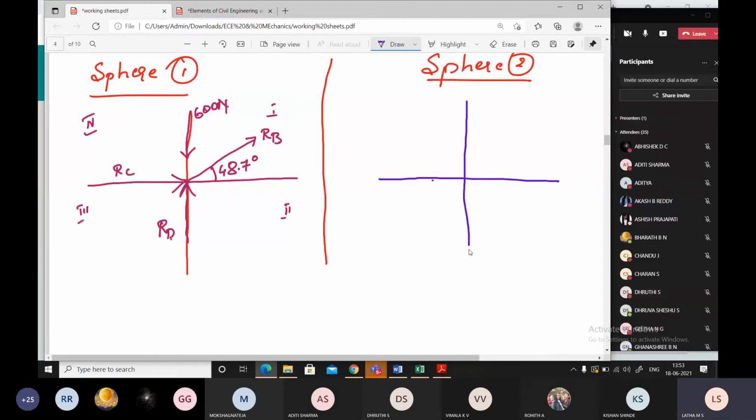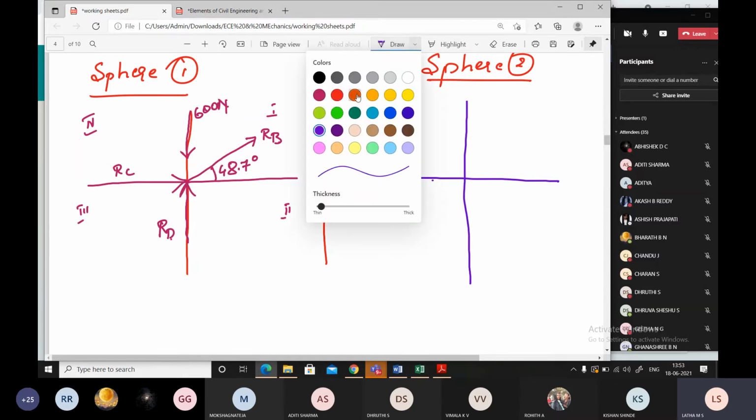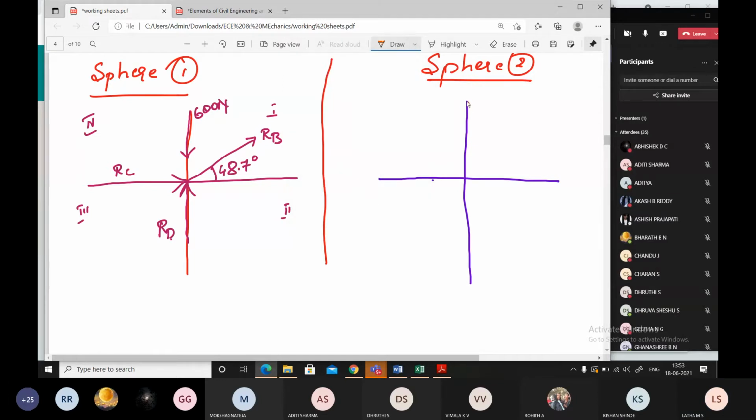Drop the x and y axis for sphere 2. Now transfer the forces one by one. First, by default, we'll transfer the weight of the sphere. What is the weight of the sphere, students? Weight of the sphere is 500. It should be a straight line. You should be drawing a straight line.